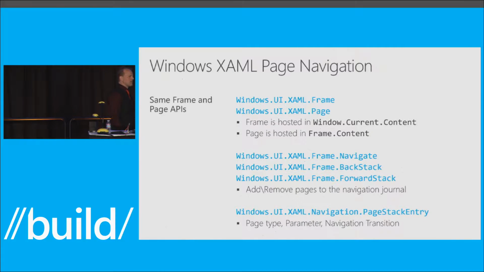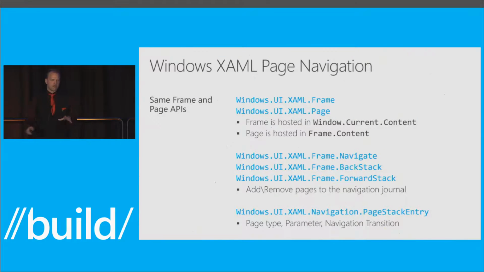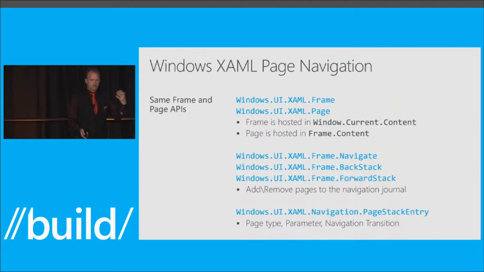So with that, I want to dive in and go for the APIs here. We have the same frame and page APIs throughout the platform for XAML applications, regardless if you're targeting the desktop or the phone, anything in between. And the frame is hosted inside the current content of the window, and within the frame, the page is hosted. So same, regardless of where you come from. If you're familiar with Windows, perhaps this is familiar as well.